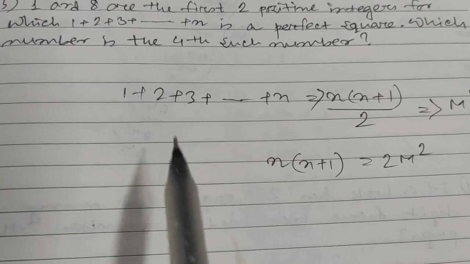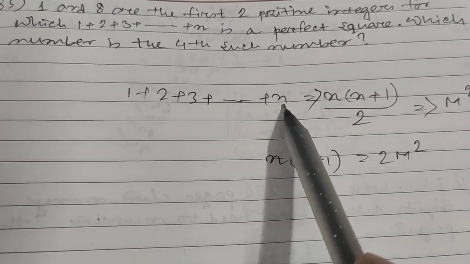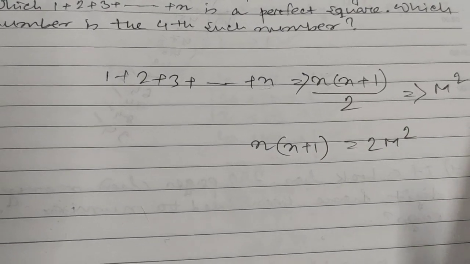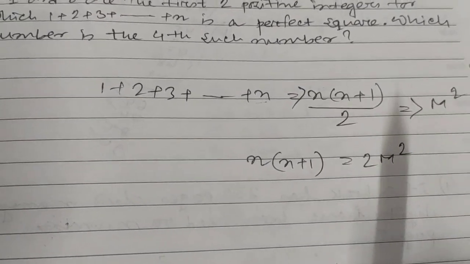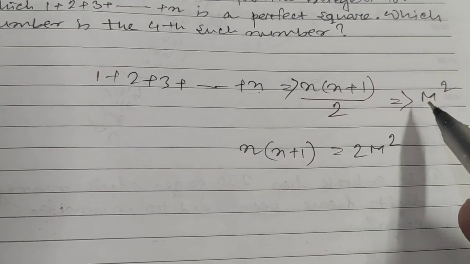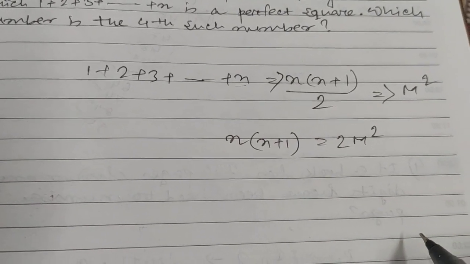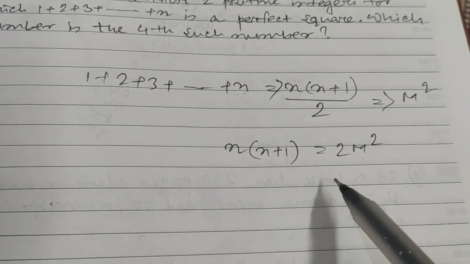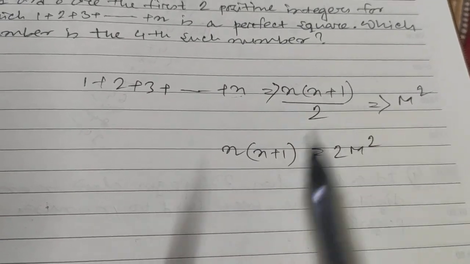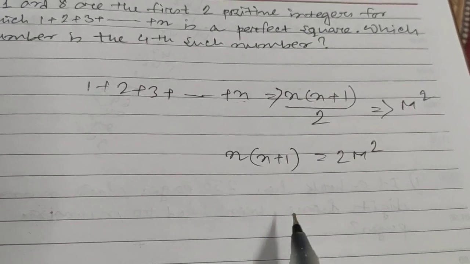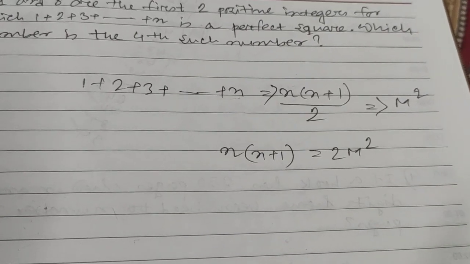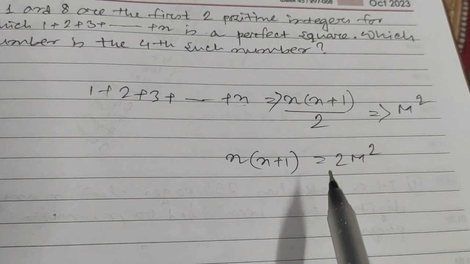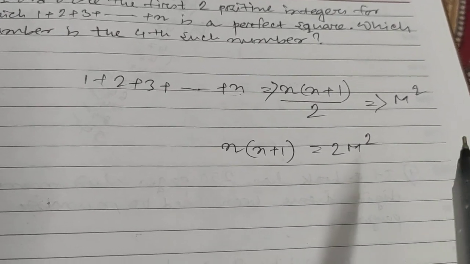Okay. So the sum of n natural numbers, you all know, has the formula n into n plus 1 by 2. This is a perfect square, so I am writing it as m square. So n into n plus 1 is equal to 2m square. Now n and n plus 1 will have no factor in common, since the right hand side is twice the square of a positive integer.